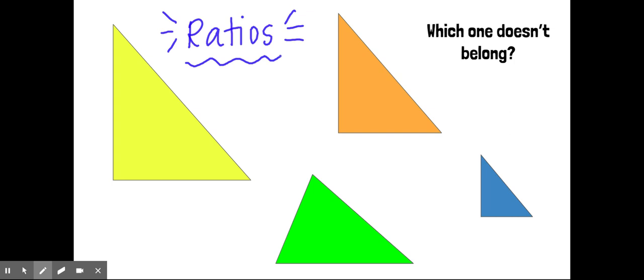Remember that when we talk about ratios, let's say, for example, this side length here is 8. And let's say that this is 1/4 of triangle 1. Okay. Well, what is going to be 1/4 of 8? That's going to be 2. Okay. So we can see that there's a proportional relationship between this length here and this length here.